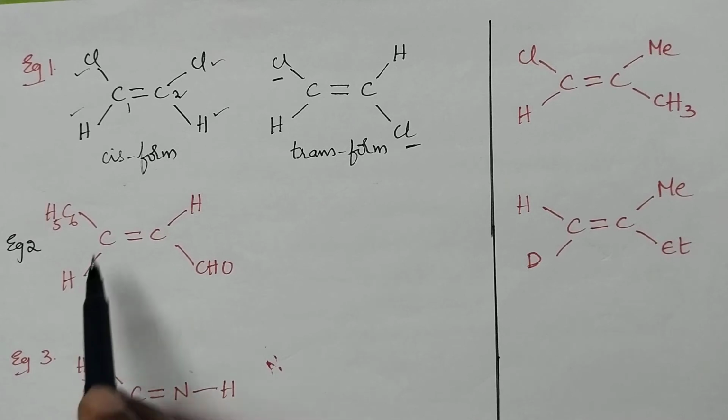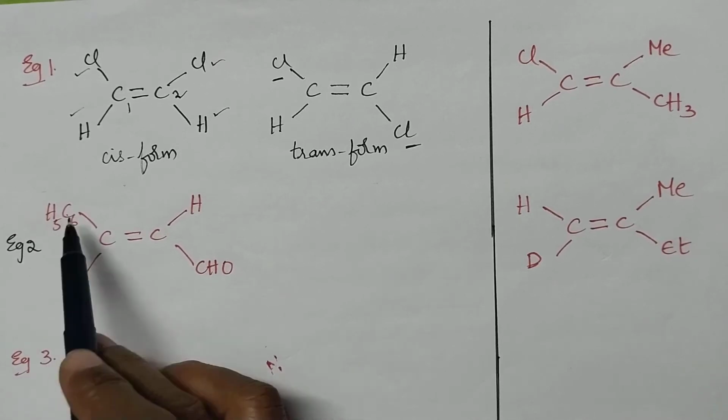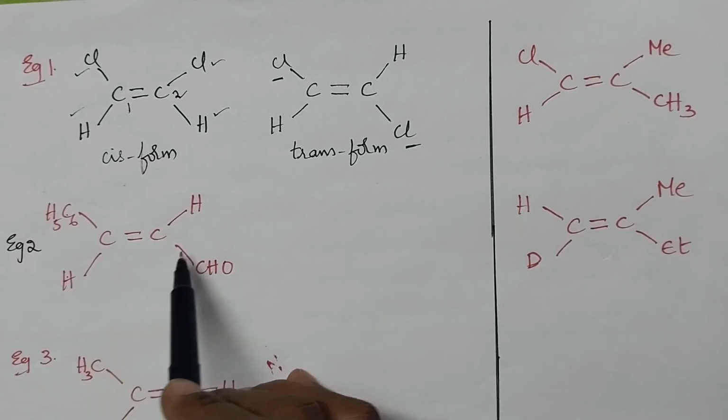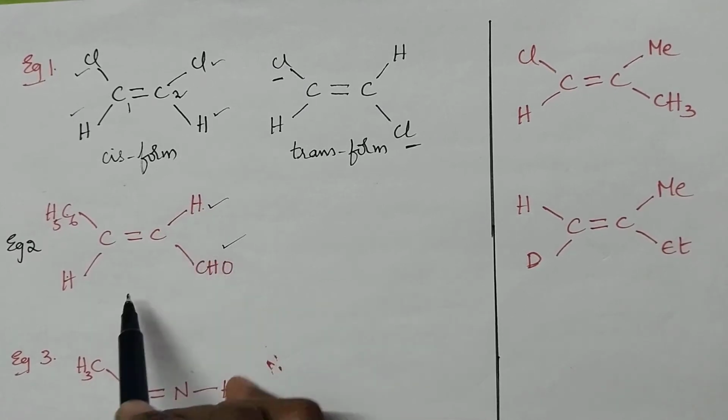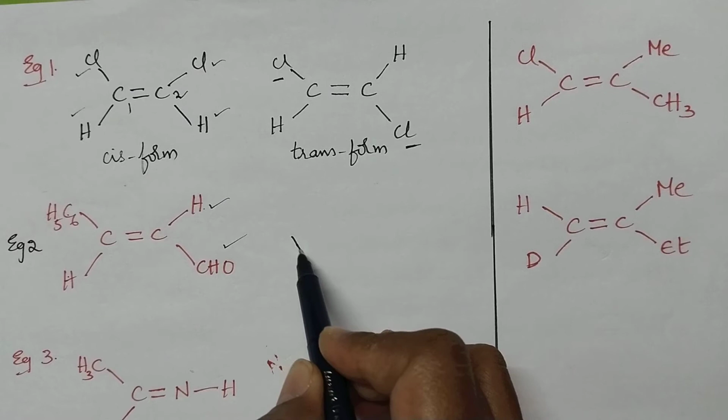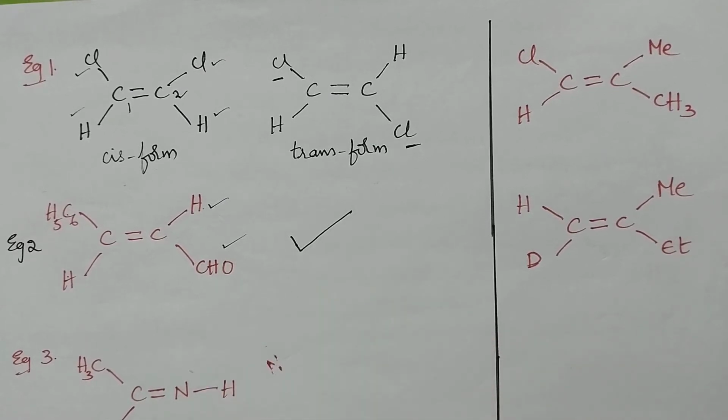Here in this compound, two different atoms are present. Here also there are two different atoms, and hence it exhibits geometrical isomerism.